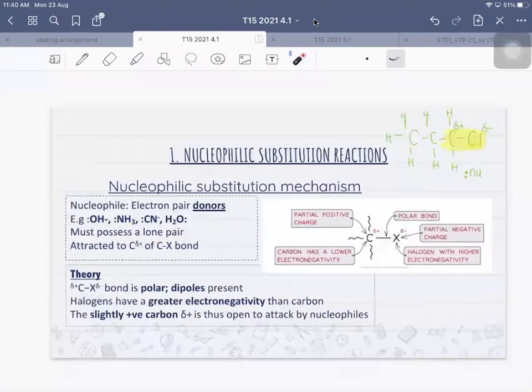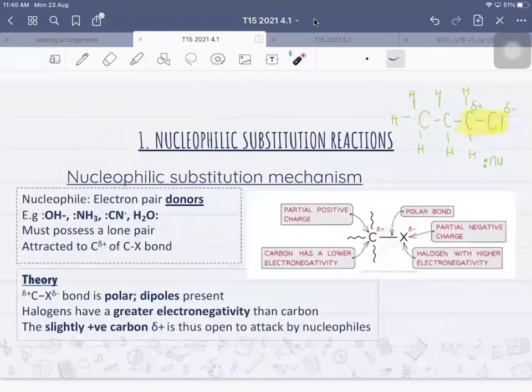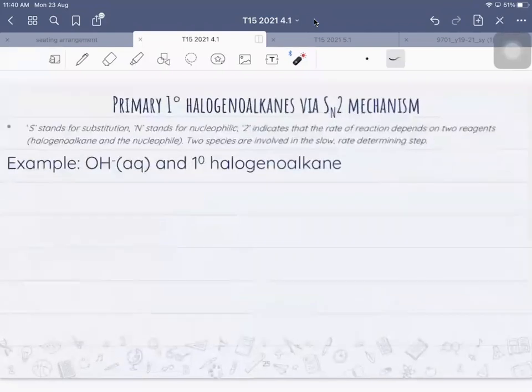Okay, right. So let's go straight to SN2. We're going to look at SN2 first because that is the easier one.